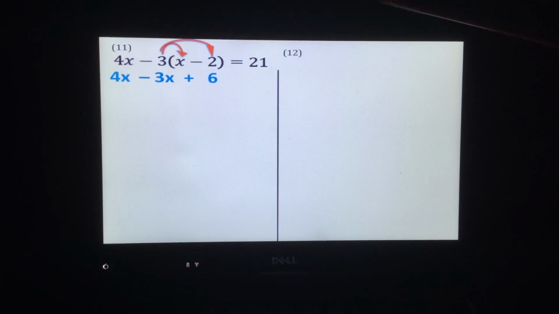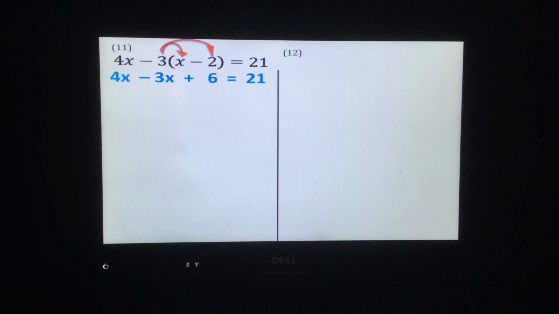Now, for the next problem, number 11, we have parentheses here. Because we have parentheses, the first thing you're going to have to do is distribute this negative 3 right here. When you distribute the negative 3, you're going to multiply it with x, and then you're also going to multiply it with negative 2. So the 4x is going to come down. Negative 3 times x, that gets you negative 3x. Negative 3 times negative 2, negative times negative is a positive, so you have to be careful with these. So it's positive 6. We're going to bring down the equals 21.